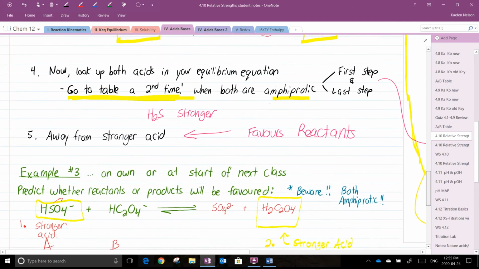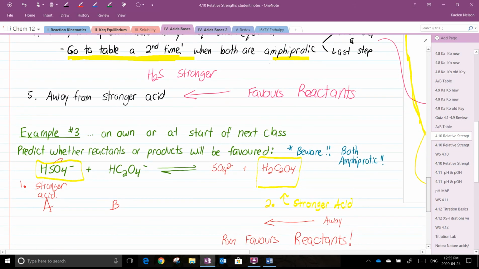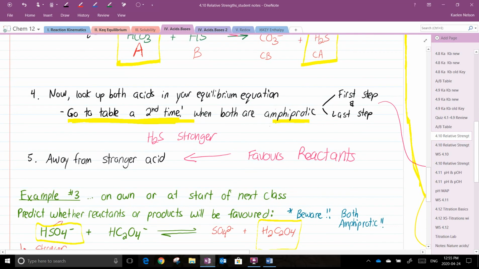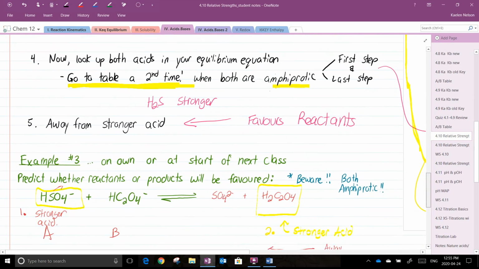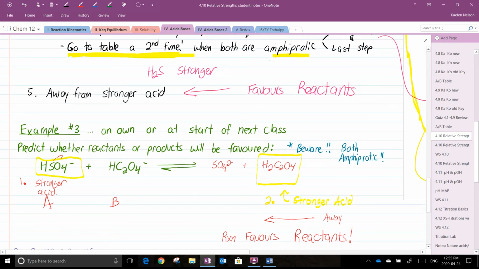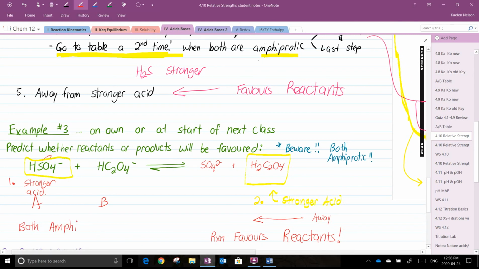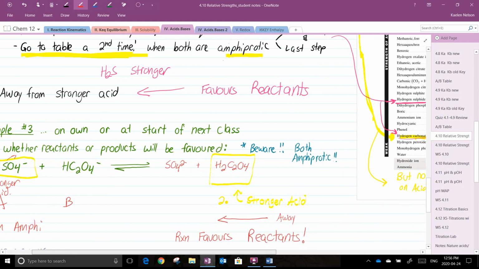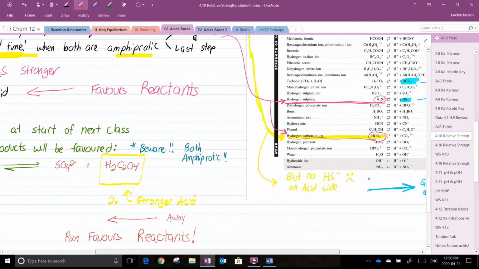Okay, and my very last example, I've done step 1 and step 2 for you. You should pause here and see if you can answer yourself. Otherwise, I'll go through my 2 steps with you. The first step I've completed in red, so it's asking whether reactants or products will be favored. These are both amphiprotic. So step 1, I'm going to go over to my table, and I'm going to decide which of HSO4 and HC2O4 minus is stronger.